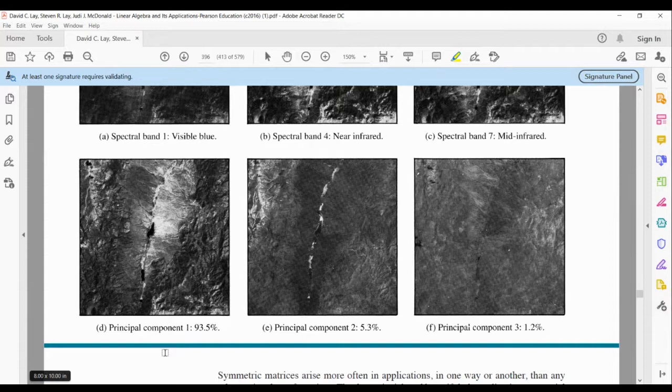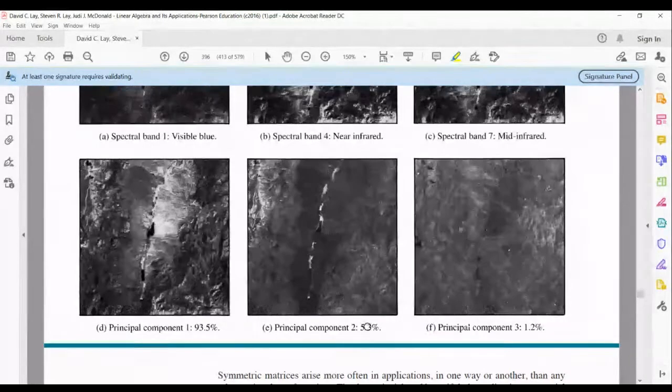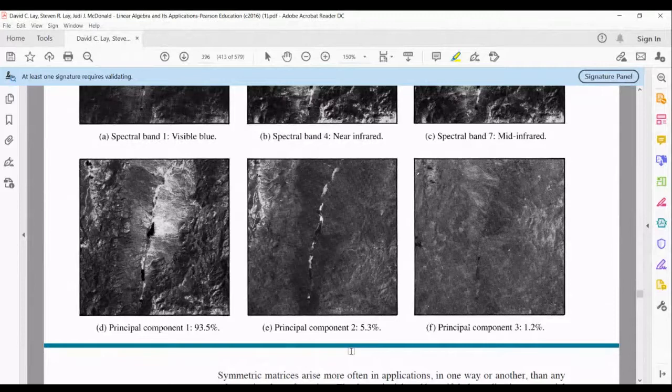But you see, you could use a portion of the information to capture the image. In other words, the first component of the data captures 93.5% of the image in part D. The other two, principal components 2 and 3, don't cover that much of the data. In other words, their contribution to the entire image is not that much. So you might be able to get away with just using principal component 1 for getting a decent image. That's how I like to think of it. But of course, it relates to optimization.